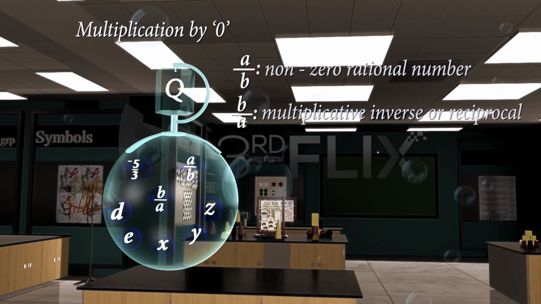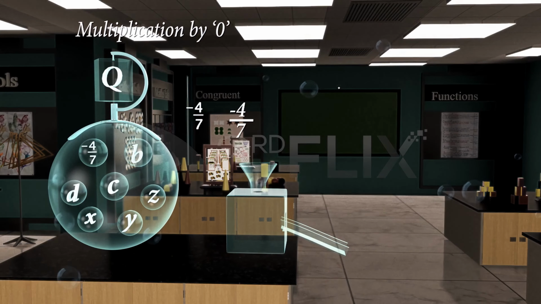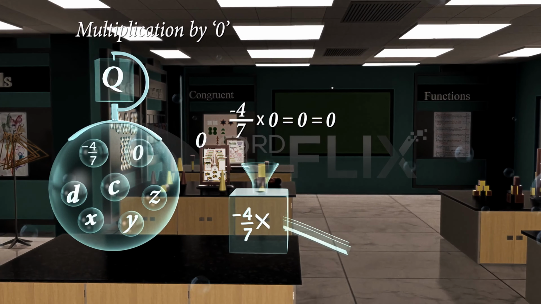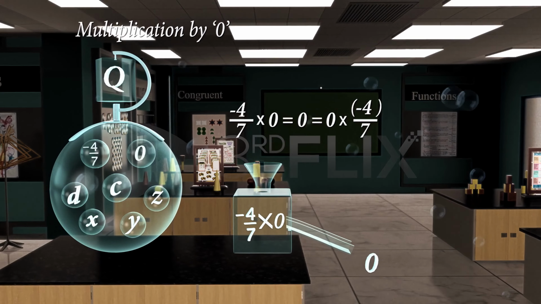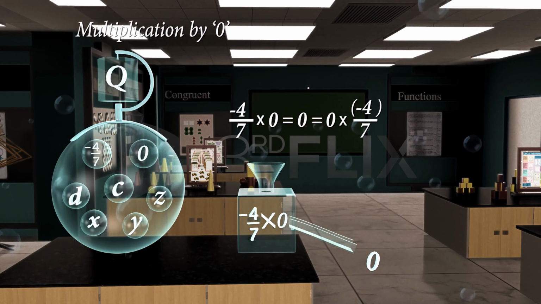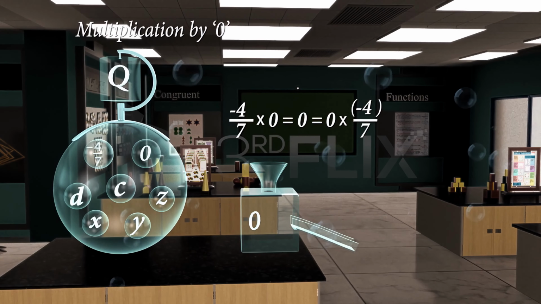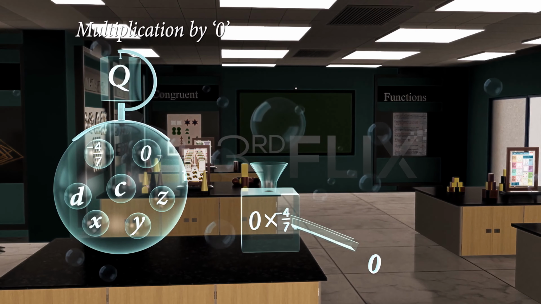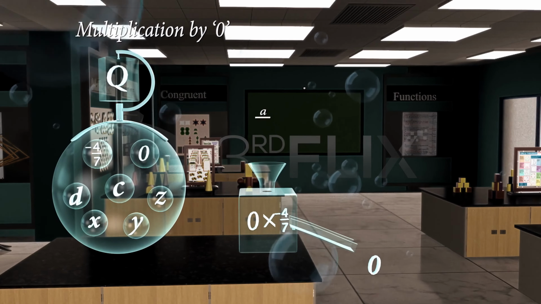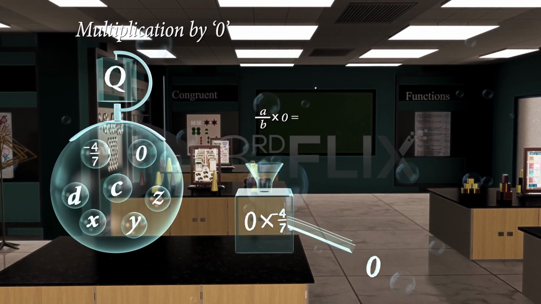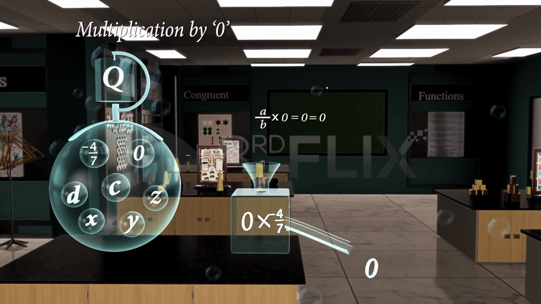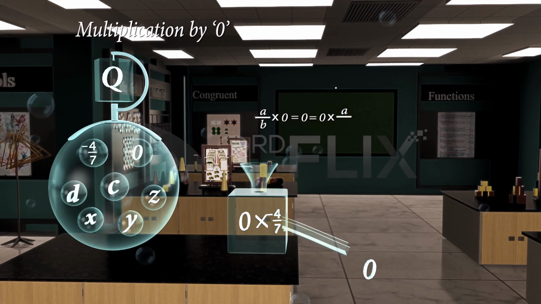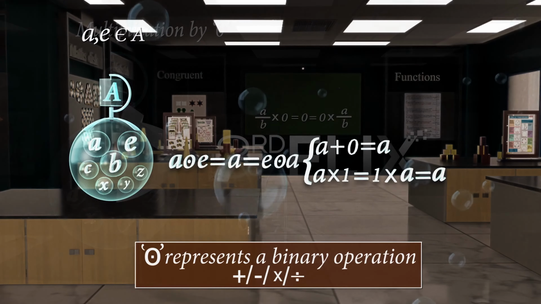Let us consider an example. -4/7 × 0 = 0 × -4/7 = 0. That is, the product of 0 and any rational number is 0, and hence this is the multiplicative property of 0. Summary.